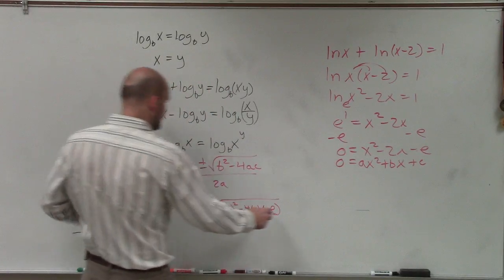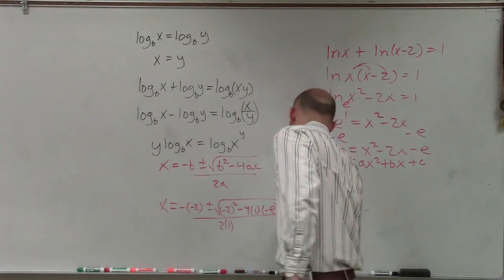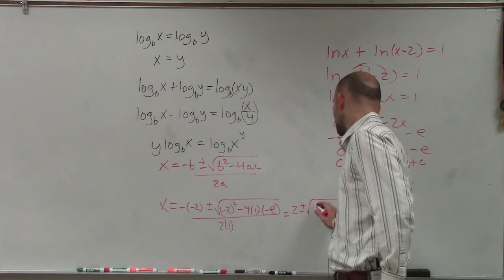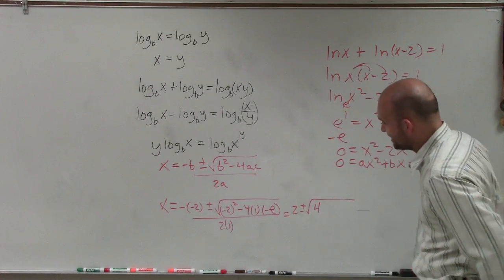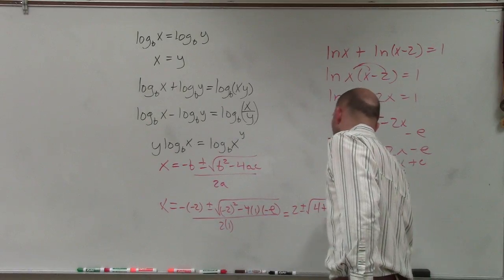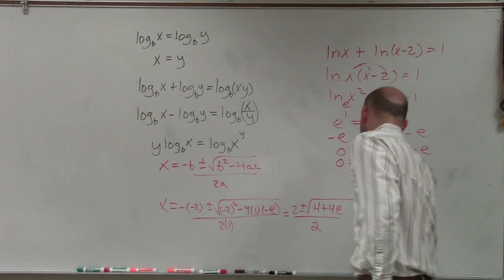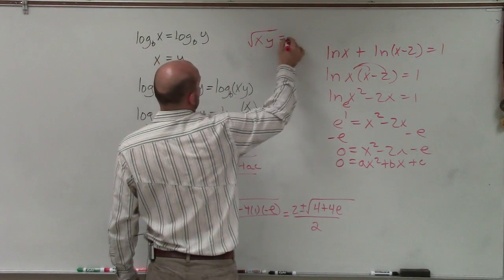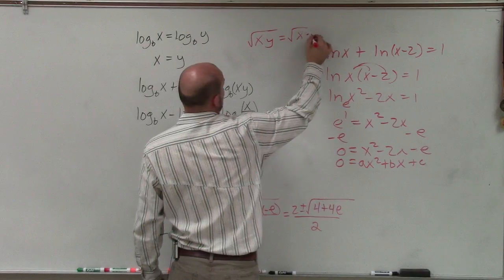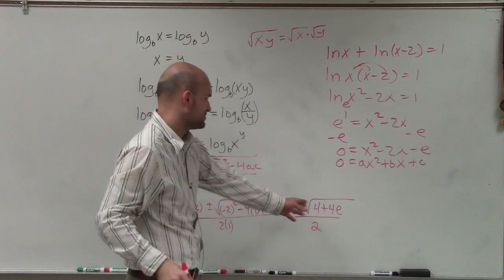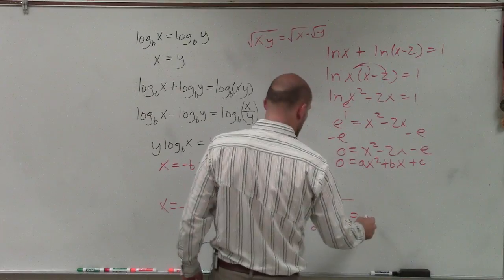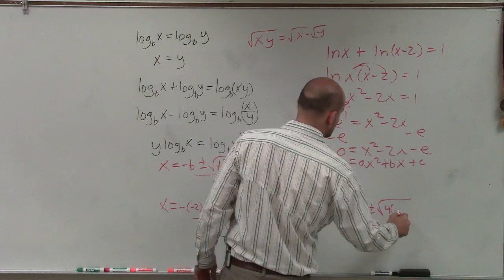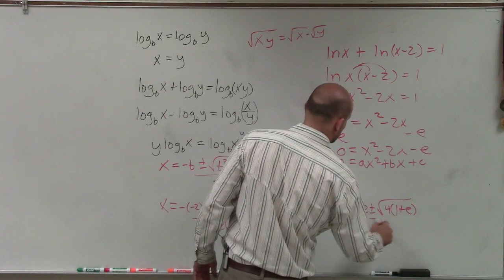All right? So therefore, by simplifying this, I get positive 2 plus or minus the square root of negative 2 squared, which is going to be 4. And negative 4 times negative e is going to be a positive 4e, divided by 2. All right? Now, there's a couple things to remember. If we have the square root of x times y, that can be broken down into the square root of x times the square root of y. So therefore, ladies and gentlemen, first of all, I can factor out a 4 here. So I can do 2 plus or minus the square root of 4 times 1 plus e, divided by 2.